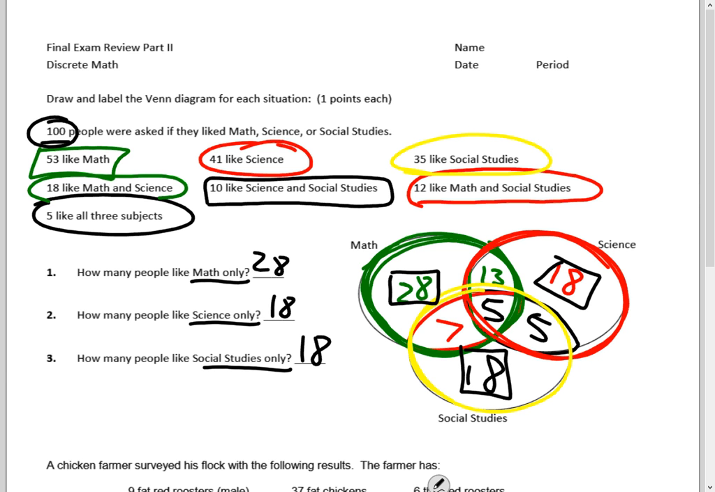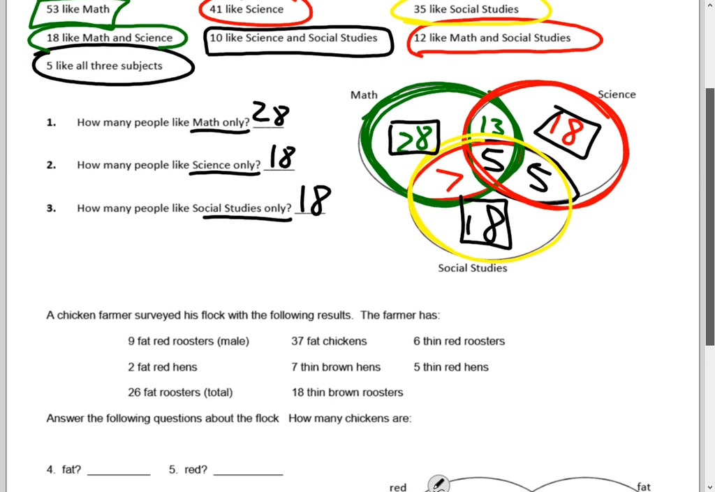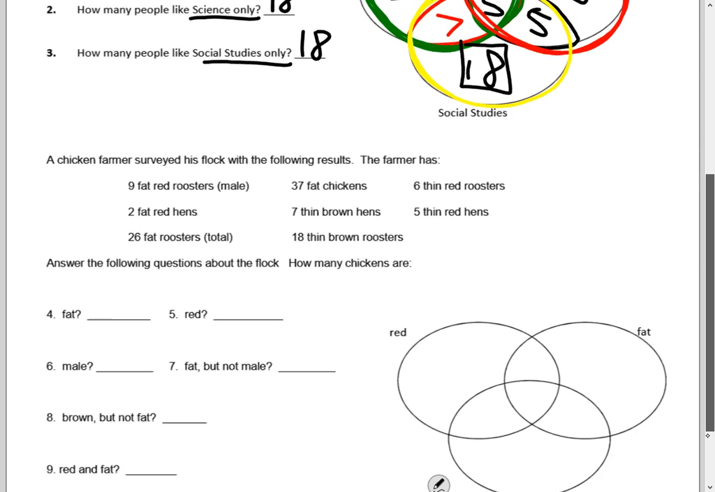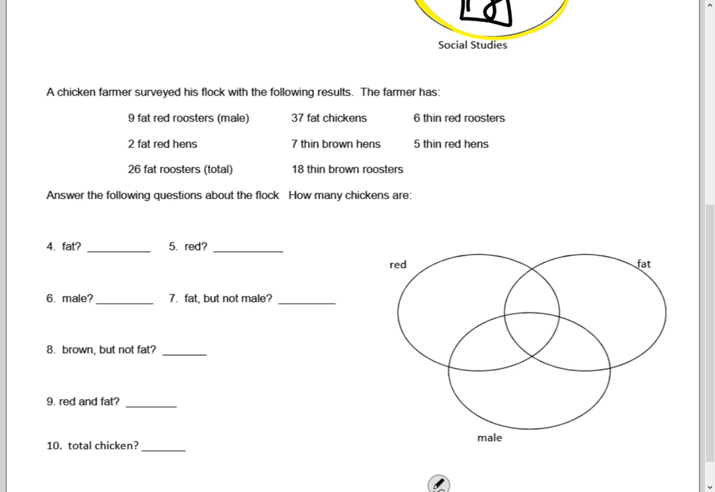The first part of your next test, which will be mainly on election theory, we'll start with this. I just kind of lumped in Venn diagrams with this section. Doesn't really go anywhere else. Underneath roosters, write down male. Next to hens, write down female. Chickens is everything.